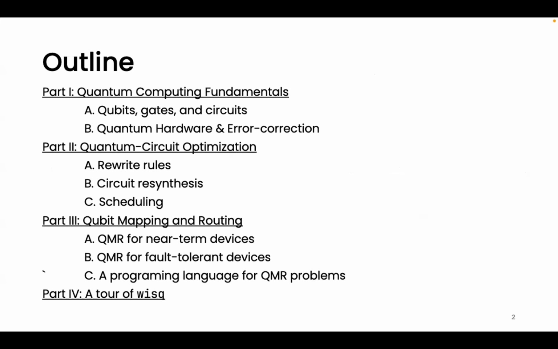Okay, so here is an outline of what the next 90 minutes are going to look like according to our plan. At the beginning, I'll be talking about those quantum computing fundamentals. And then after that, I'm going to pass it off to Amanda, who's going to talk about one phase of quantum compilation called quantum circuit optimization.